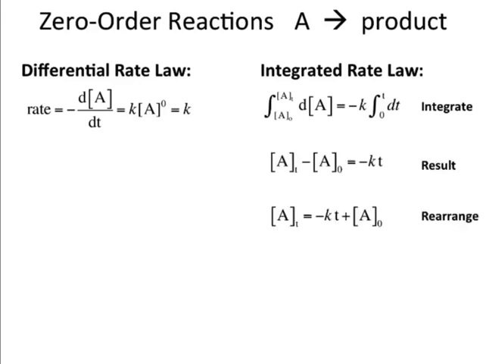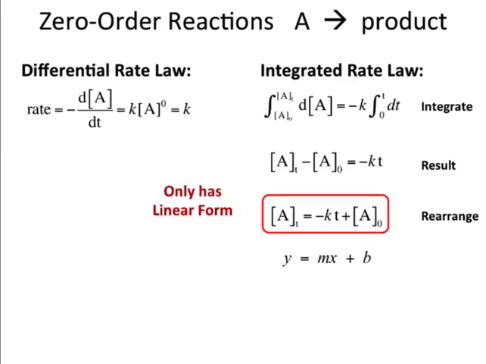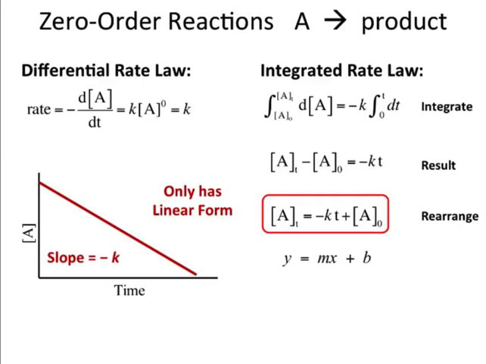Now, there's only a linear form for this because zero-order reactions are linear. And so we can plot this with a y equals mx plus b kind of setup. And so on our y-axis, we have just the concentration of A, and the x-axis is time. And when you do this, you get a slope that's negative k. So zero-order reactions are not as common, but they're still worth talking about, I think.